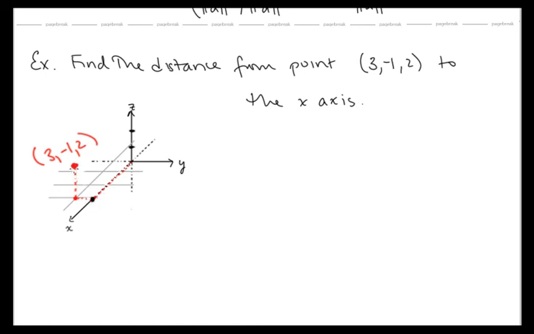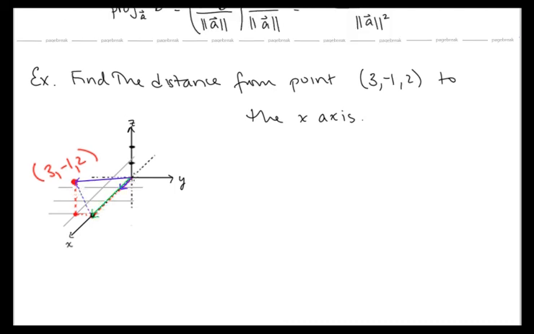So let's take a look at a vector with terminal point 3, negative 1, 2. We can think about projecting onto vector I, which is a unit vector, remember, in the direction of the positive x-axis. If we project our vector onto the x-axis or onto vector I, that'll give us this green projection vector, but that's not going to give us the distance that we want. The distance that we want is this length here. So we can consider the vector that is formed here by the subtraction of these two vectors and take its length. That's going to give us the distance that we want.